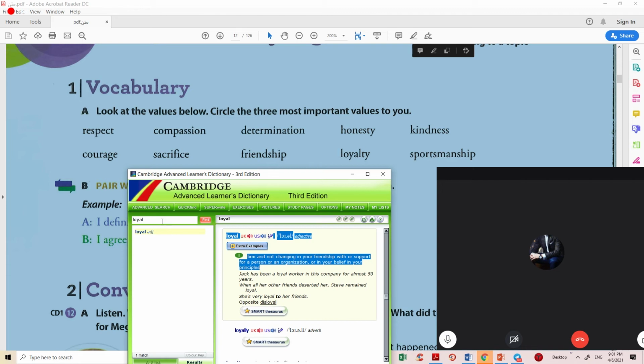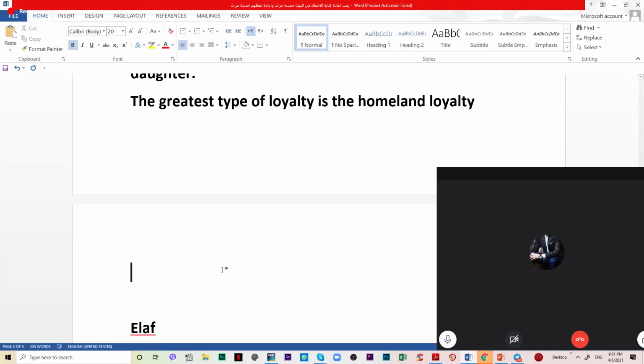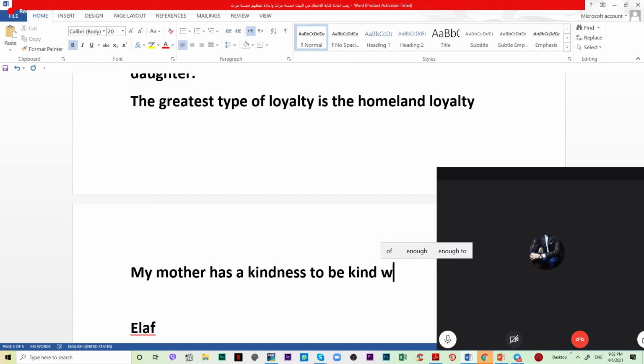Let us see the definition of kindness in the dictionary. Kindness means the quality of being kind, الصفة أن تكون حنونا. So example, مثال: my mother has kindness, لديها الحنان. My mother, أمي, has kindness, to be kind with us, أن تكون حنونة معنا, in difficult times, في الأوقات العصيبة.